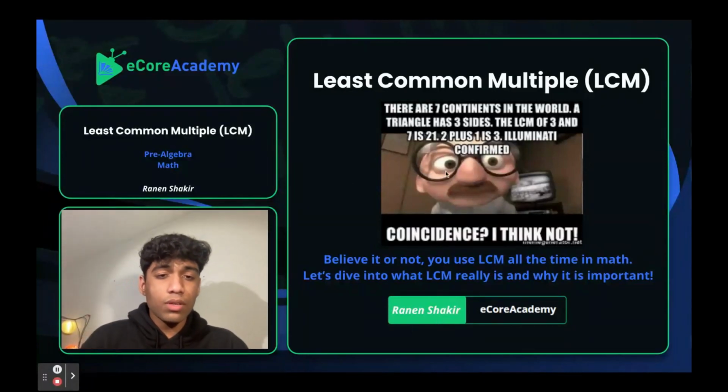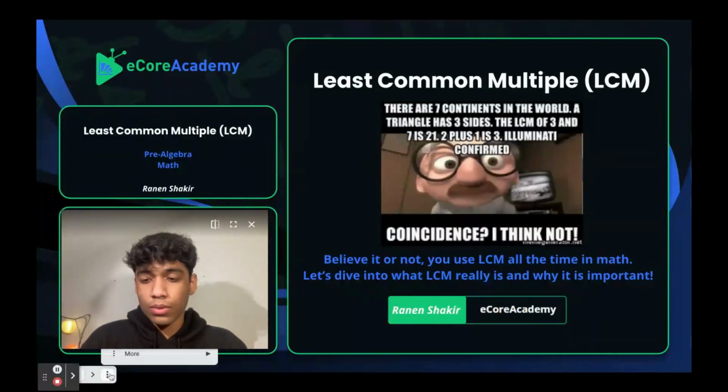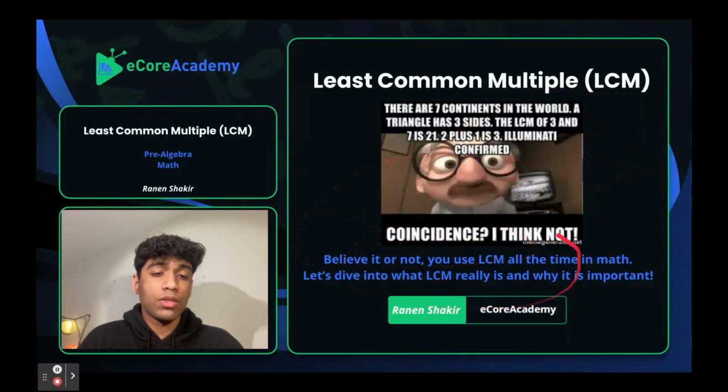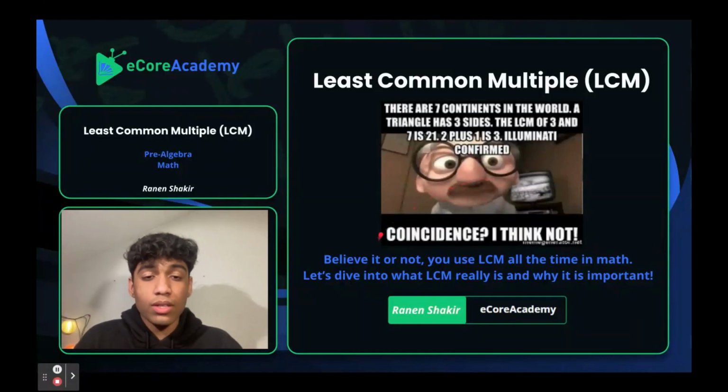I didn't have a good meme this time, so we have this little corny one. If you don't know where this is from, it's from The Incredibles. It says there are 7 continents in the world. A triangle has 3 sides. The LCM of 3 and 7 is 21, and 2 plus 1 is 3. Illuminati confirmed. This is really stupid. I didn't find a good meme this time, but the funny part is coincidence? I think not. This is something from The Incredibles. If you haven't seen The Incredibles, I don't know what you're doing with your life, but it's a great movie. Go watch it.